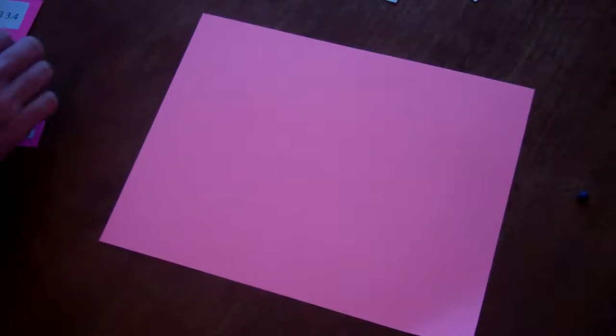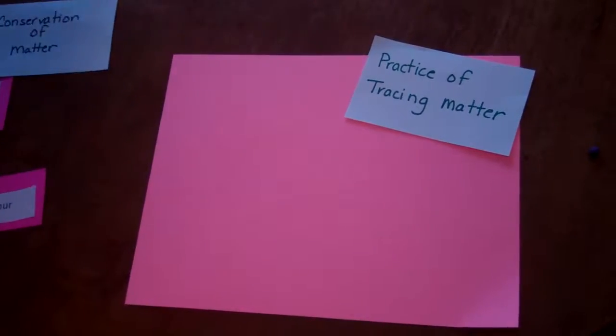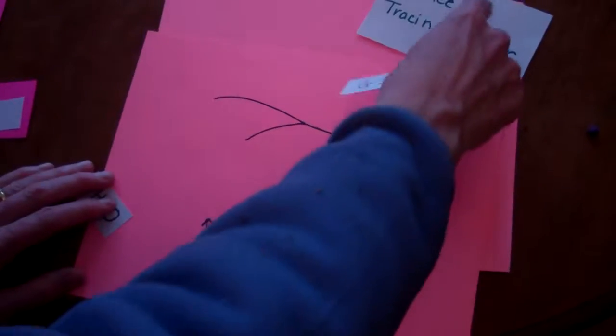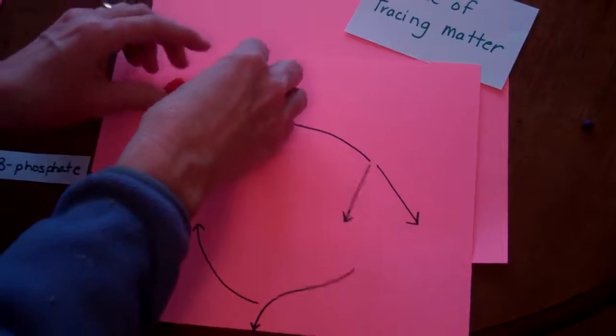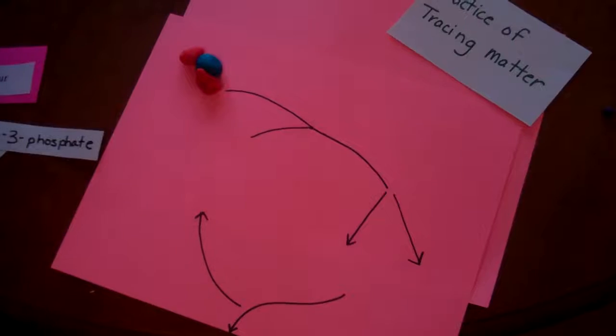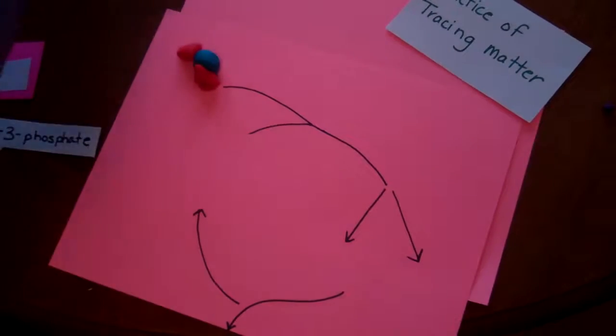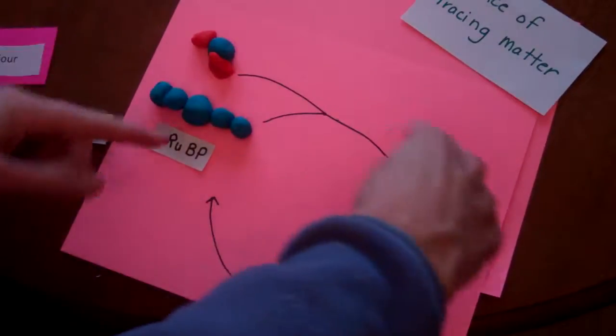For lesson number 3, they will be doing the practice of tracing matter, and they will be using a system, the Calvin cycle, where they're going to be putting in the Play-Doh, where we have our carbon dioxide coming in with our RuBP, and they will be completing it all the way through.